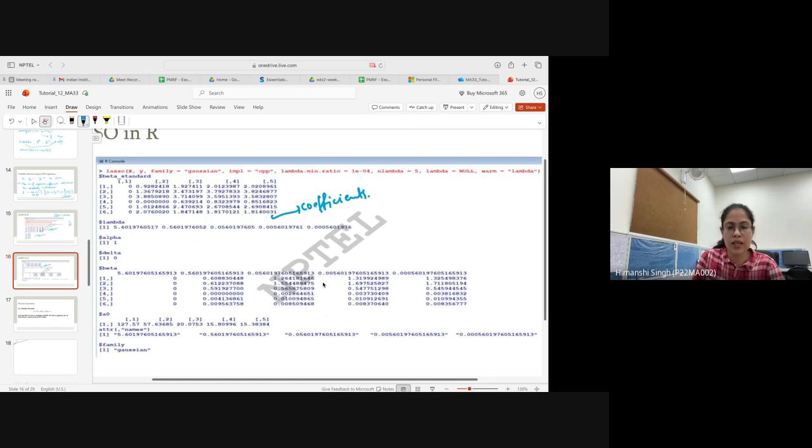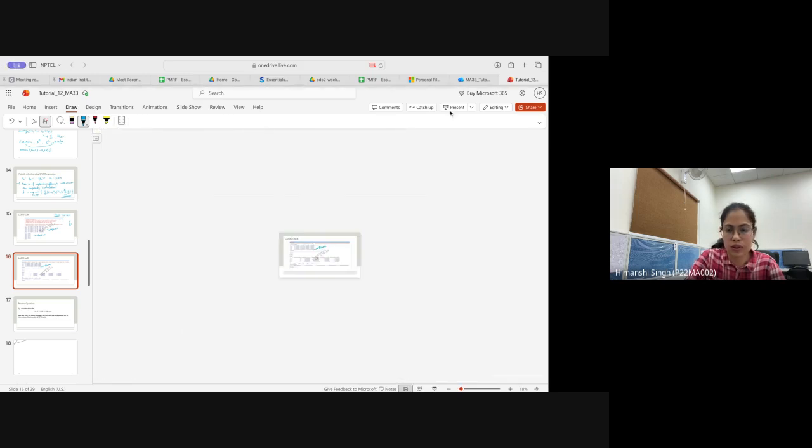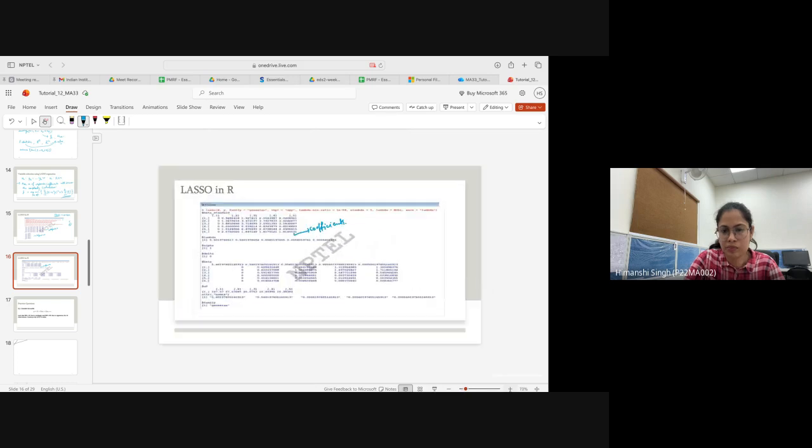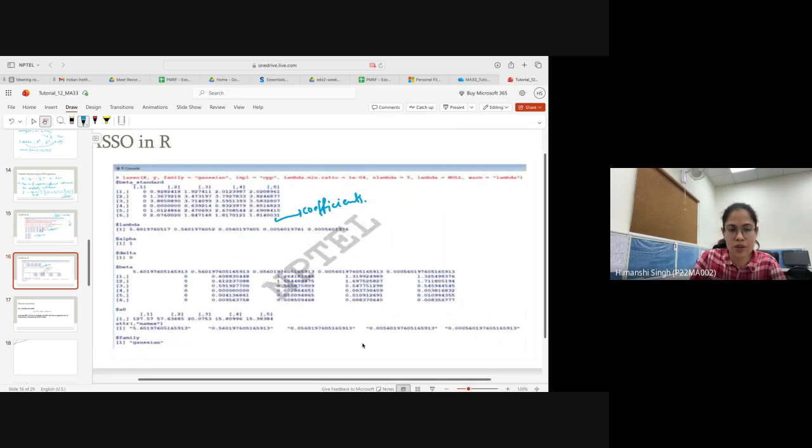Now what will be the intercept term? If you write this command, dollar a naught, this will give you the intercept terms for each lambda. If you are considering the third lambda, that is 0.056, then the intercept term will be 20.0753. So for this particular thing we can consider this third one.